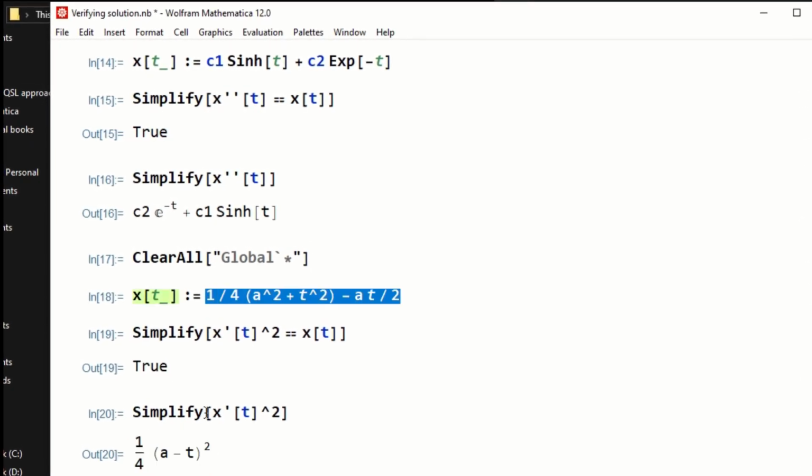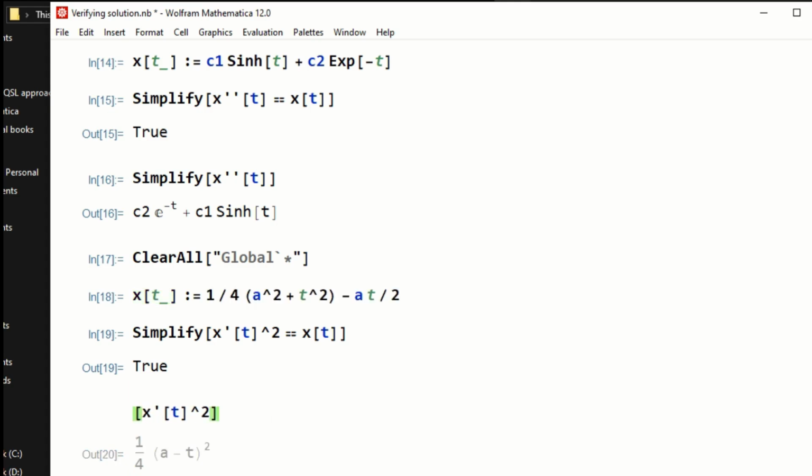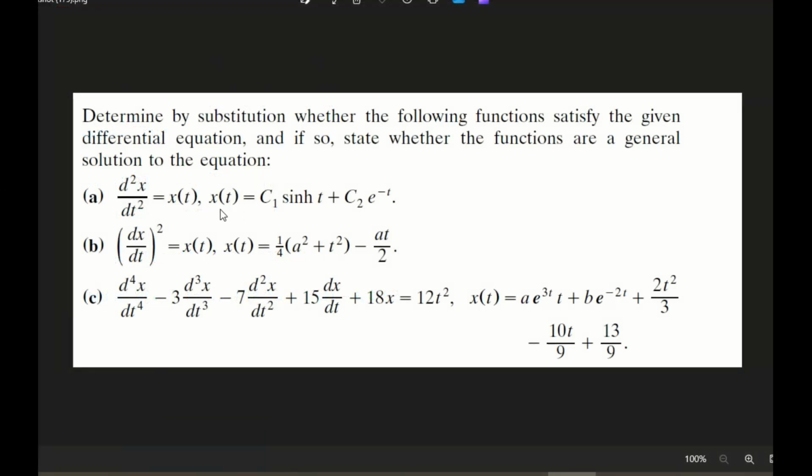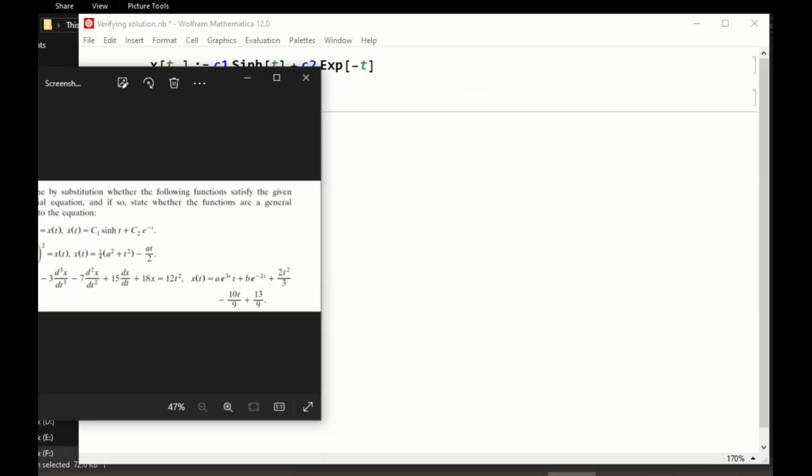In this video, I will let you know how to verify the solutions of differential equations in Mathematica. For example, this is a simple exercise and we have given three different differential equations along with solutions, and it is asked to verify whether these solutions verify the differential equation or not. So this is very easy, you can do that manually, but the purpose of this video is to let you know how to use Mathematica in this regard.